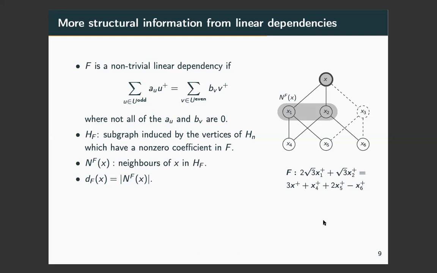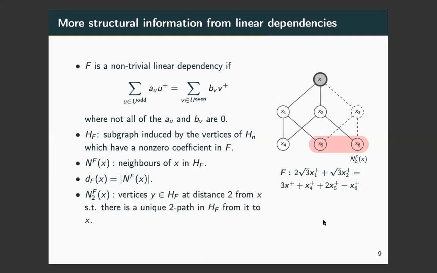N_F of x denotes the set of neighbors of x in H_F, and let d_F of x denote the degree of x in H_F, that is the size of the set of its neighbors. Here, x1 and x2 form the neighborhood of x in H_F, as x3 does not belong to H_F. The degree of the vertex x is 2.